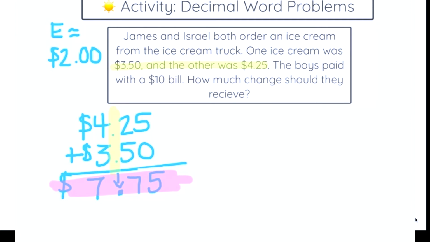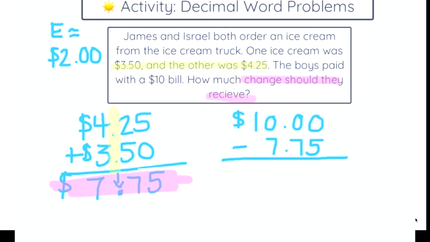So right now, our answer definitely makes sense, and hopefully it will continue to as we go to the second step of this problem. Because this is a two-step problem, we need to remember this is not our answer. $7.75 is not how much change they should get back. It's how much their ice cream cost. So we have a second step that we need to do here, and we're going to use subtraction for that.